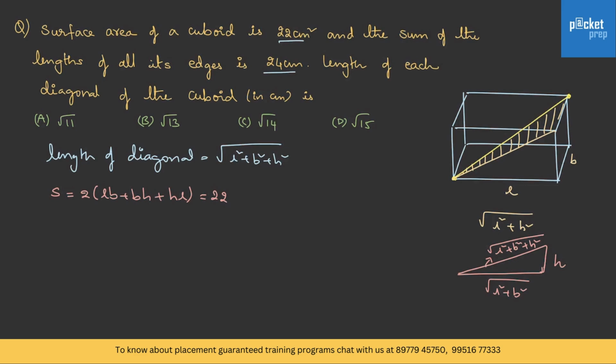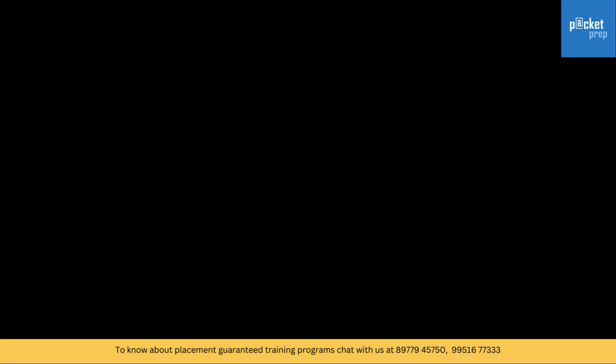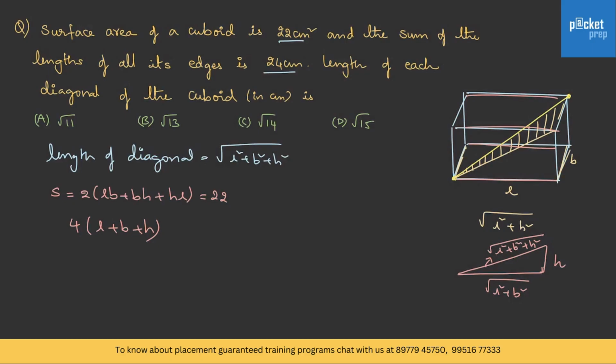Now, each edge is repeated 4 times. So, I can write as 4 times of L plus B plus H. The reason is, if I take this to be L, this is also L, L and L. 4L. If this is B, 1, 2, 3, 4B. If I take this as H, 1, 2, 3, 4. So each edge is repeating 4 times. So this quantity is 24. So from this we can write LB plus BH plus HL is 11, and from this we can write L plus B plus H is 6.